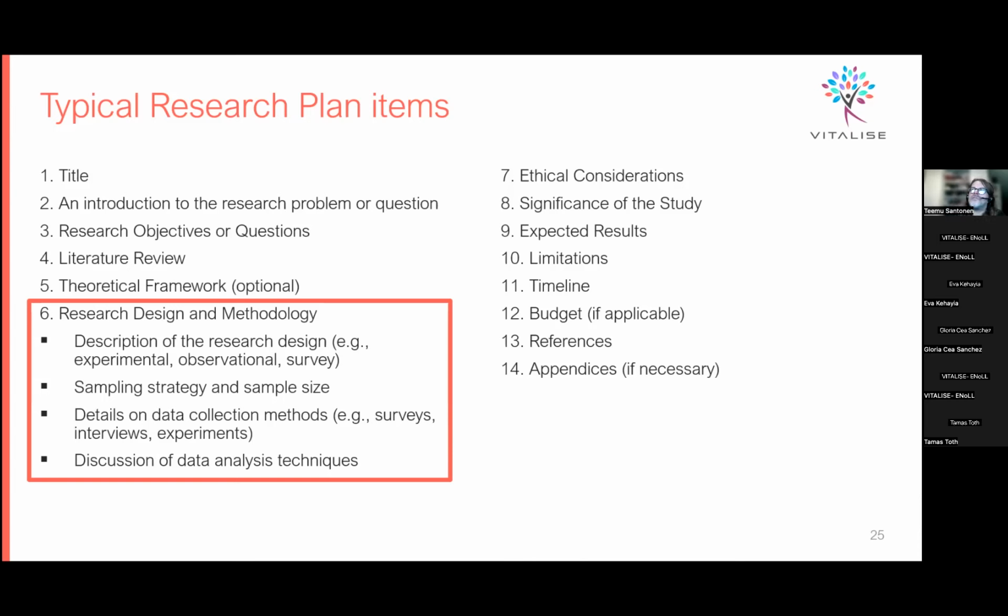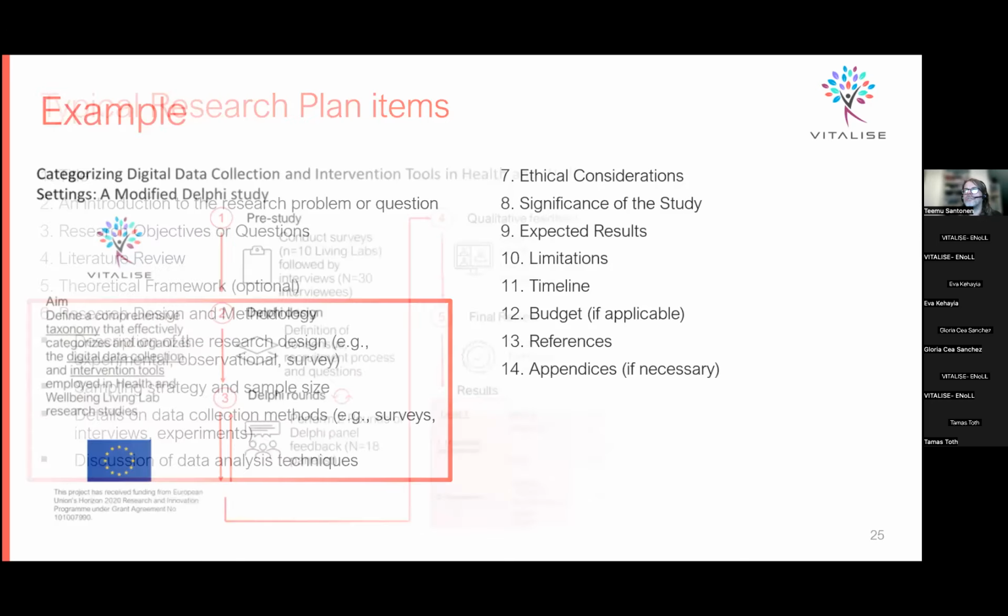And then you have also this ethical consideration. You try to highlight why this study is important, and showing what kind of results this study might have. And then of course, it is typical that we are talking about the limitations of your study, and you will have a timeline of what is being done, and in some cases you might even have a budget and references and some appendixes which provide additional information.